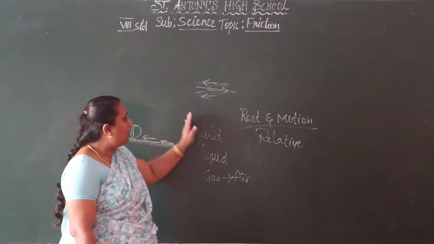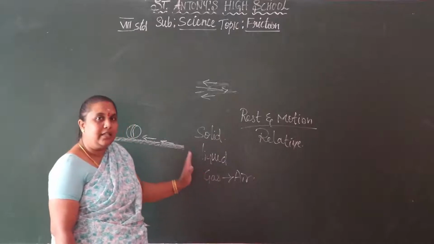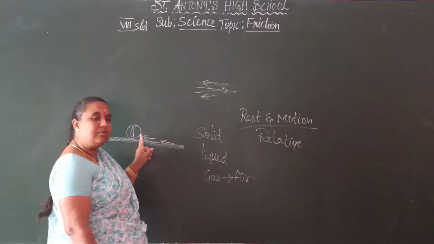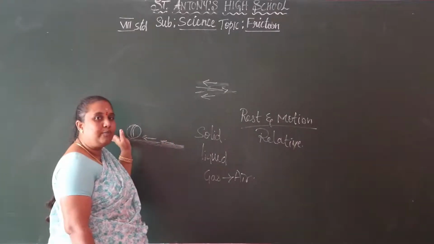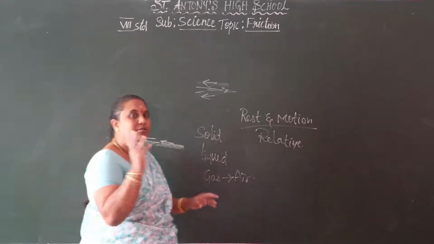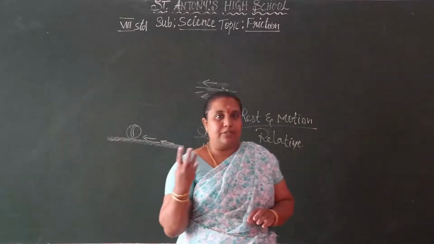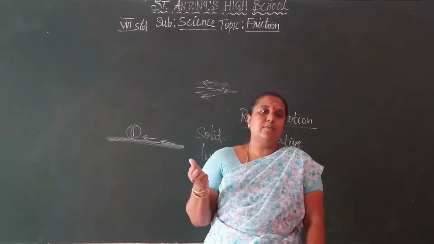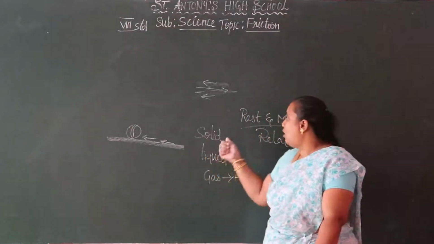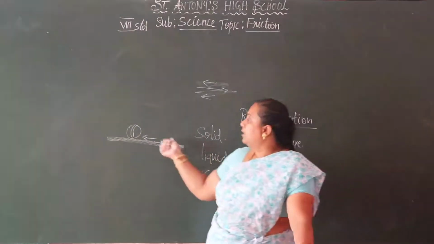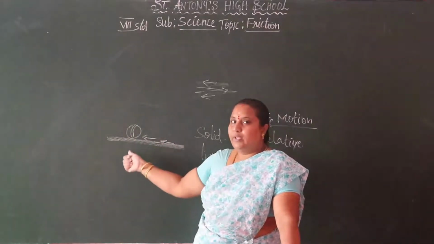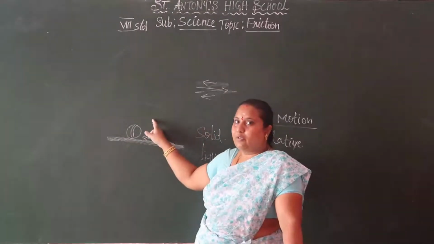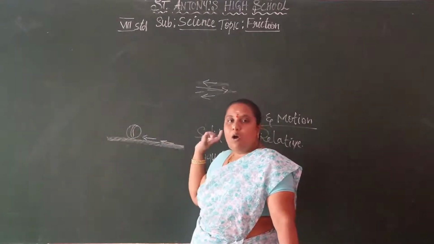And it can be applied on all the states of the objects, and it acts in the opposite direction of the movement of the objects. These three are the properties of friction. What does it mean by friction? It resists the relative motion of the surface of the object, it applies on all three states, and the frictional force is always in the opposite direction of the moving object.